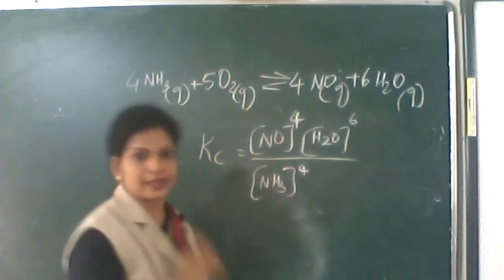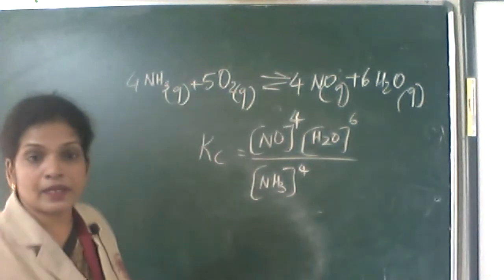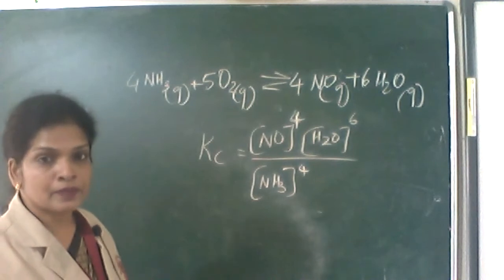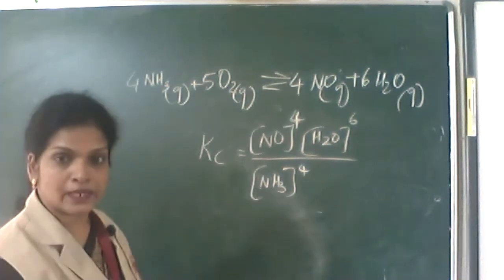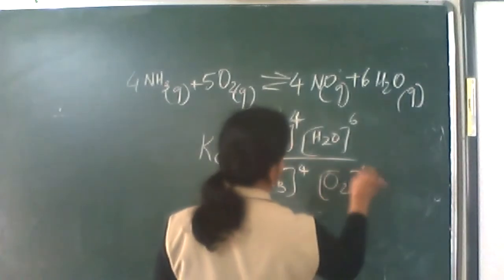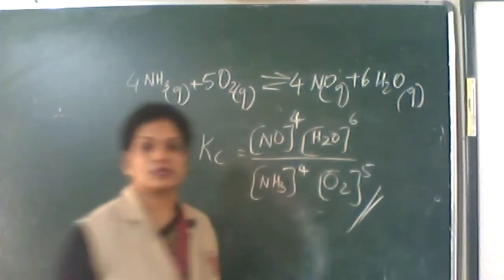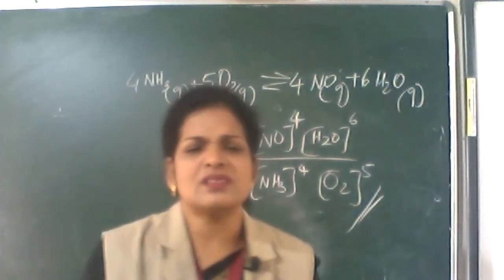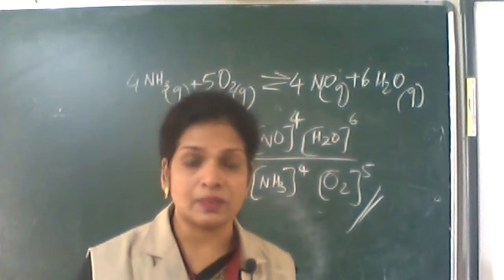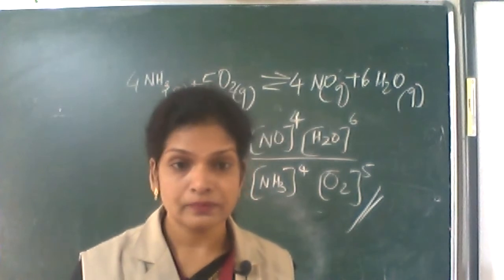Similarly, oxygen is a reactant. In the beginning, how much oxygen you have taken, that much oxygen will not be there in this equilibrium. Some got reacted and went to that side. So O2 to the power 5. This is the expression for this equilibrium constant. What is the need of this equilibrium constant? Looking at this equilibrium constant, suppose it has got a higher value.